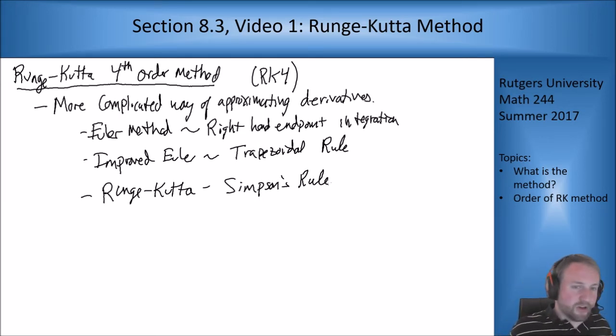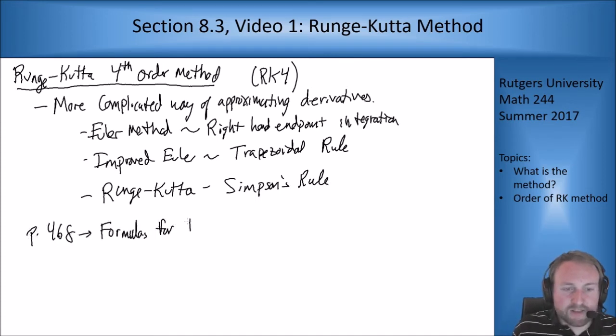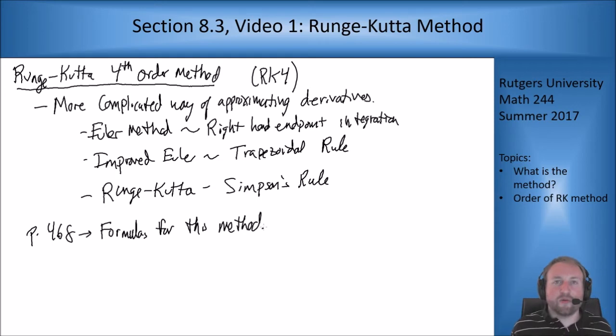So you can look in the book on page 468, it has the formulas for this method. I don't really see the point in writing it out. Basically, it just involves taking steps up to your interval of h, getting 4 different constants, and using those 4 to put together an approximation of the slope of your function at that point.